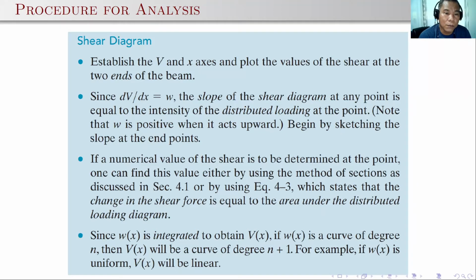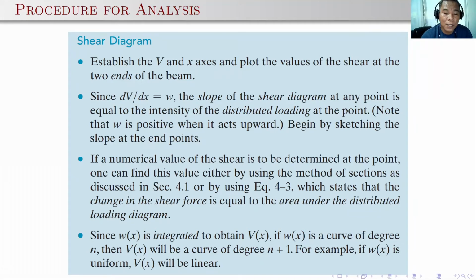Since the change in slope of the shear is equal to w, the slope of the shear diagram at any point is equal to the intensity of the distributed loading at the point. Note that w is positive when it acts upward. Again, you can begin by sketching the slope at the end points so that when you connect the curves, you will know whether it is right or wrong. If a numerical value of the shear is to be determined at a point, one can find this value either by using the method of sections or by using the equations that we have stated.